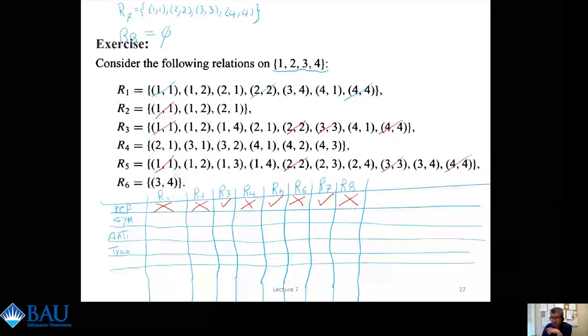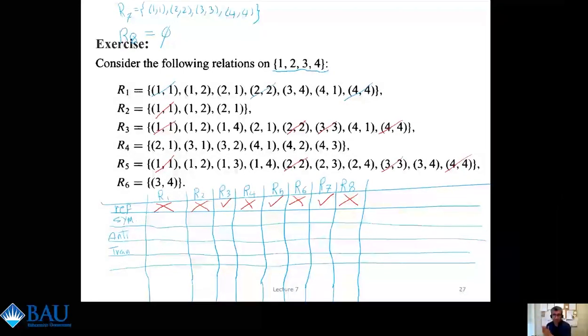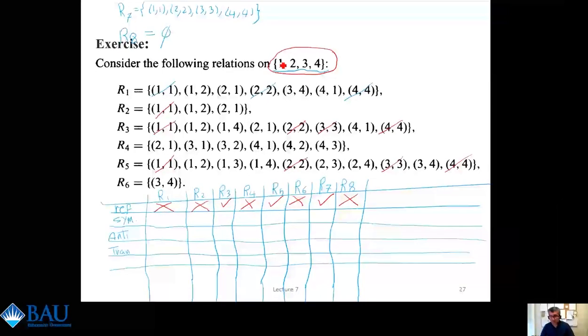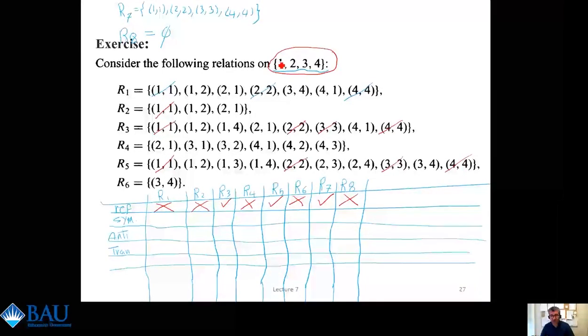Do you have any questions regarding the reflexive? Ali? Reflexive means look at your set A. In the set we have 1, 2, 3, 4. All elements must be related to themselves, meaning 1,1, 2,2, 3,3, 4,4. If in a relation you have them, that is reflexive. If you don't have all of them, that is not reflexive.